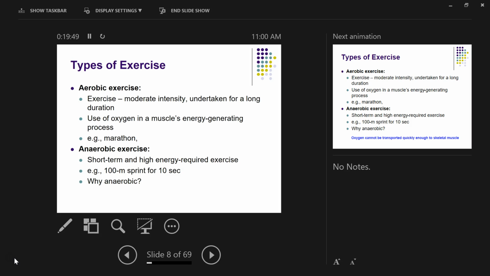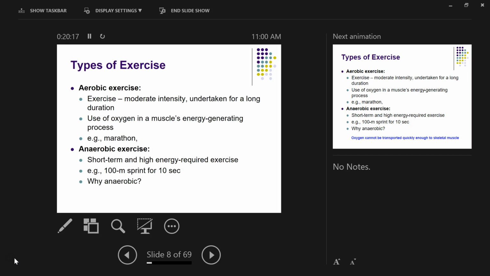for energy, ATP production. So a marathon is an example of an aerobic exercise, right? So again, aerobic exercise needs oxygen and involves mitochondrial oxidation, right? An example is a marathon, which is for a long duration.